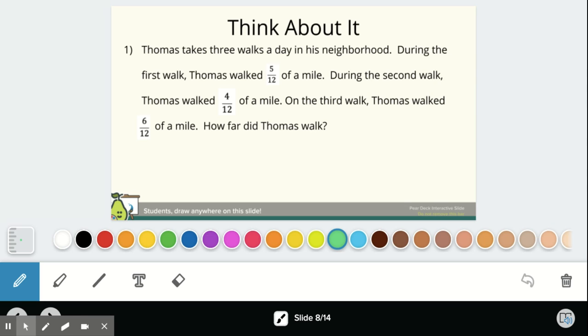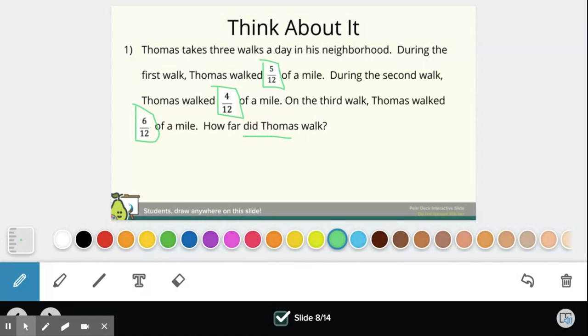All right, scholars, let's take a look at the think about it. Thomas takes 3 walks a day in his neighborhood. During the first walk, Thomas walked 5/12 of a mile. During the second walk, Thomas walked 4/12 of a mile. On the third walk, Thomas walked 6/12 of a mile. How far did Thomas walk?